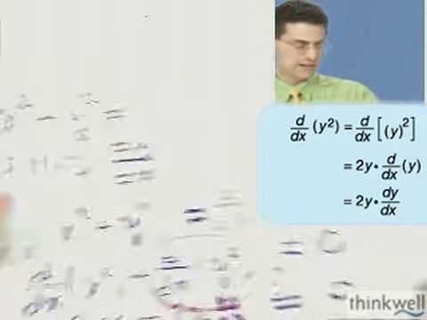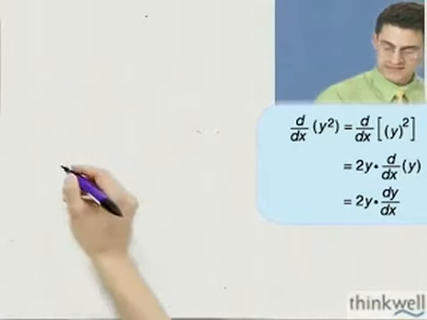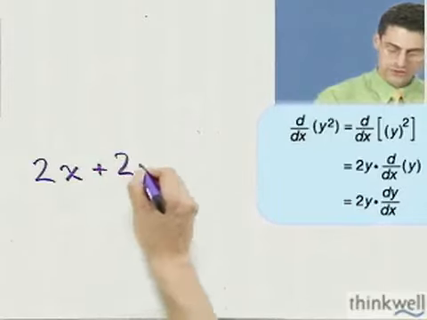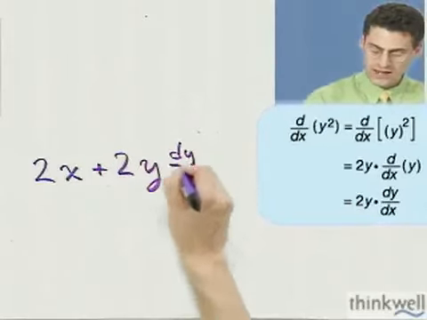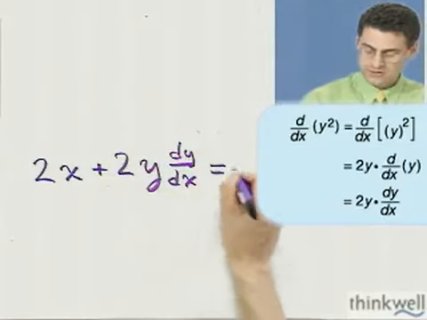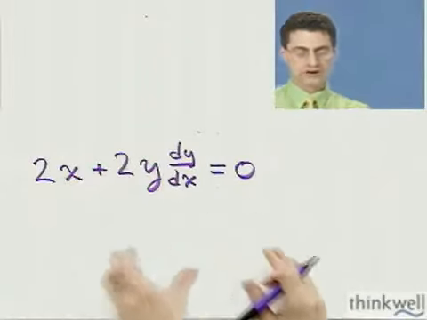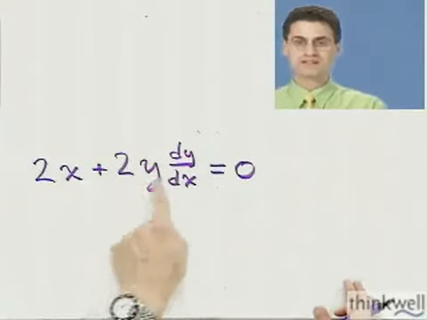Then, let me just finish this problem up for you. I see that 2x plus 2y dy dx equals 0. Well, the question originally was, find dy dx. Well, notice something that we've never seen before. dy dx is in front of us, but it's entangled. It's entangled inside this formula. But I can solve for it by bringing this term over to this side and then dividing by this coefficient.